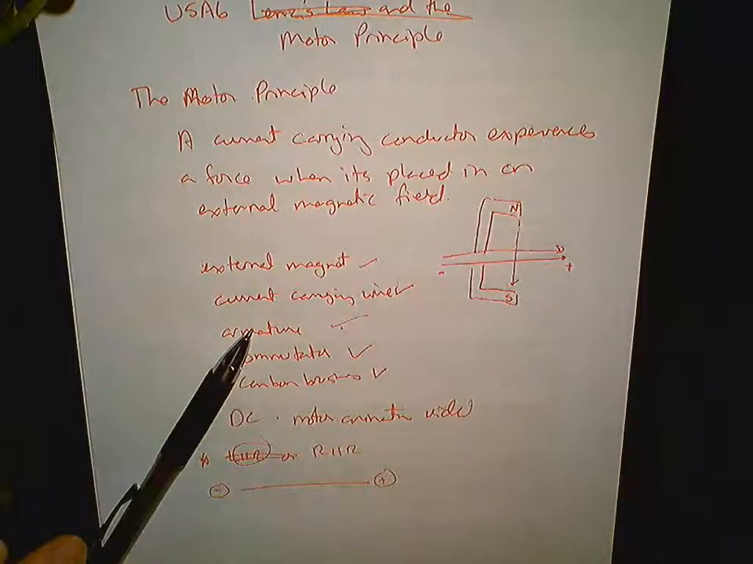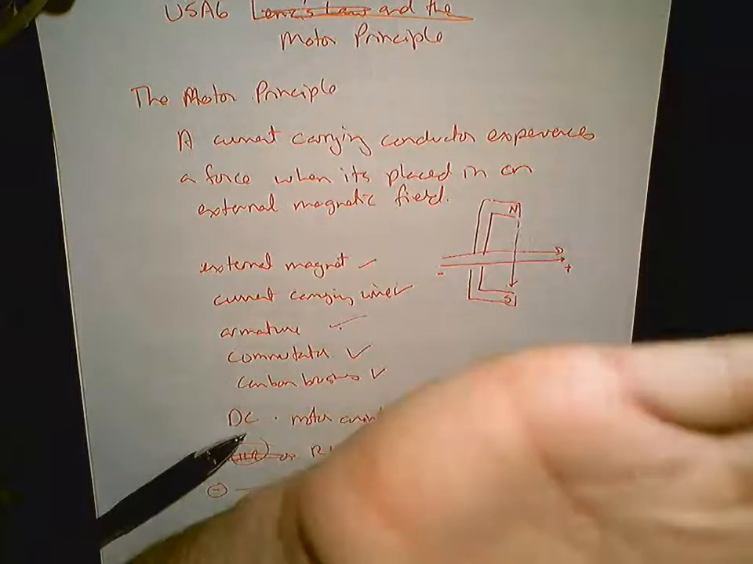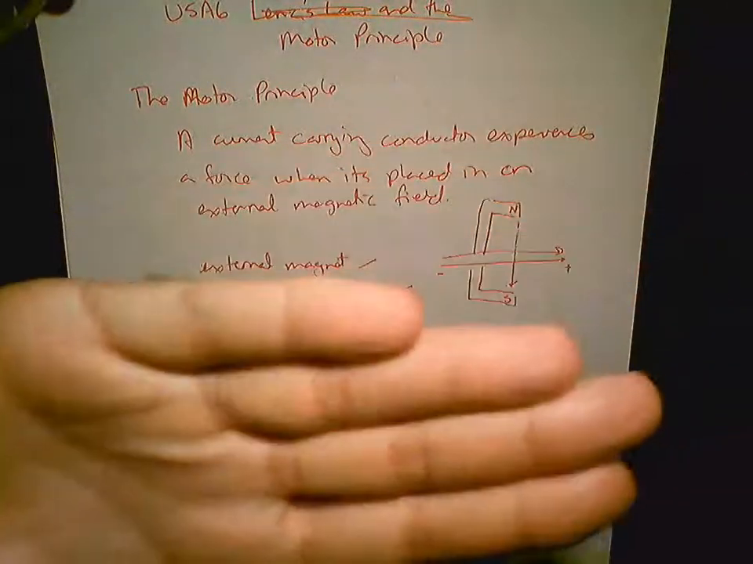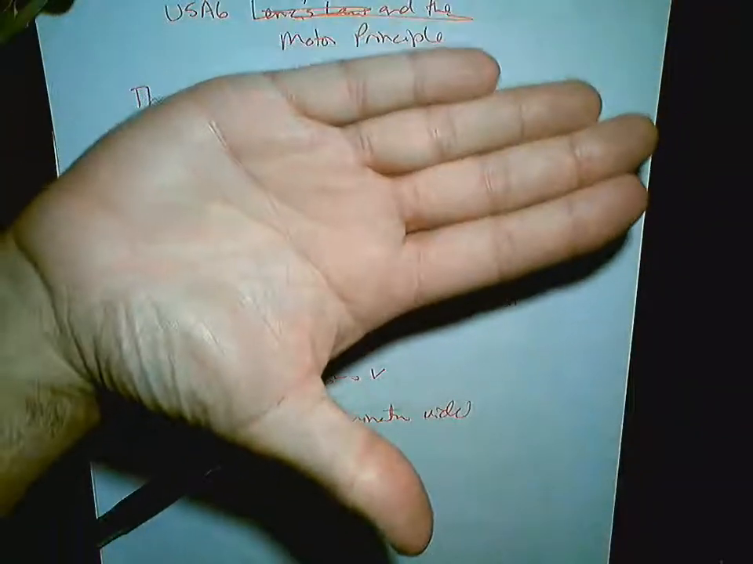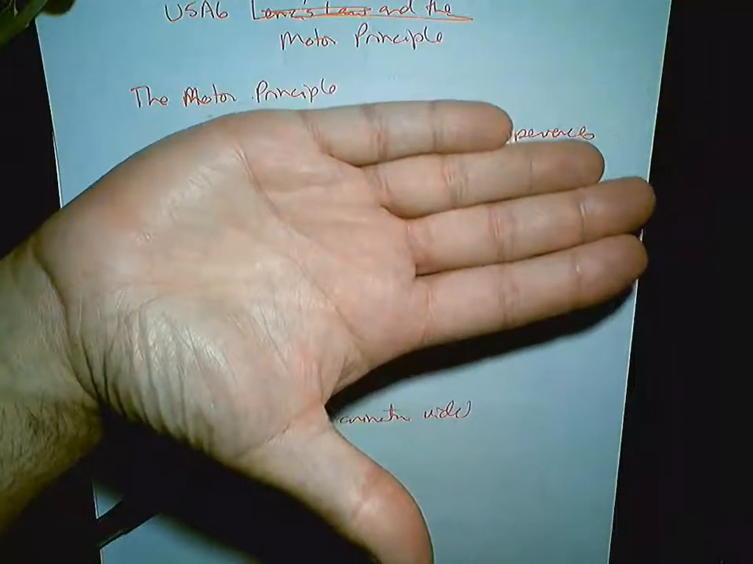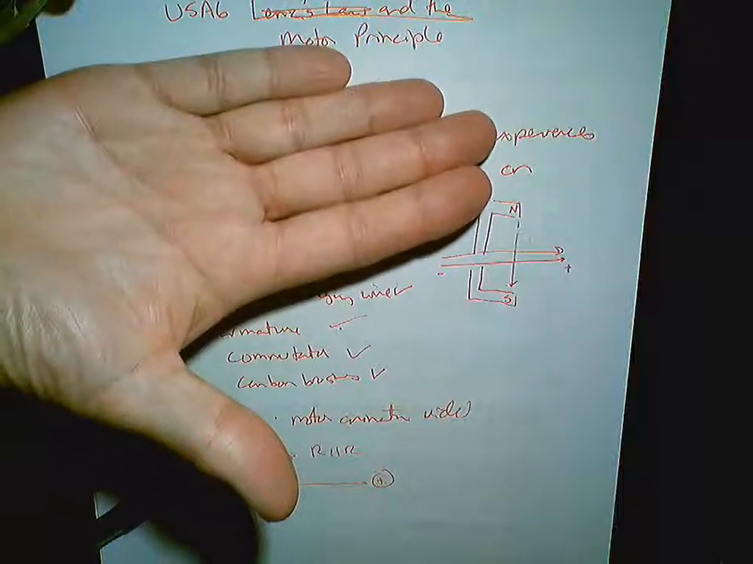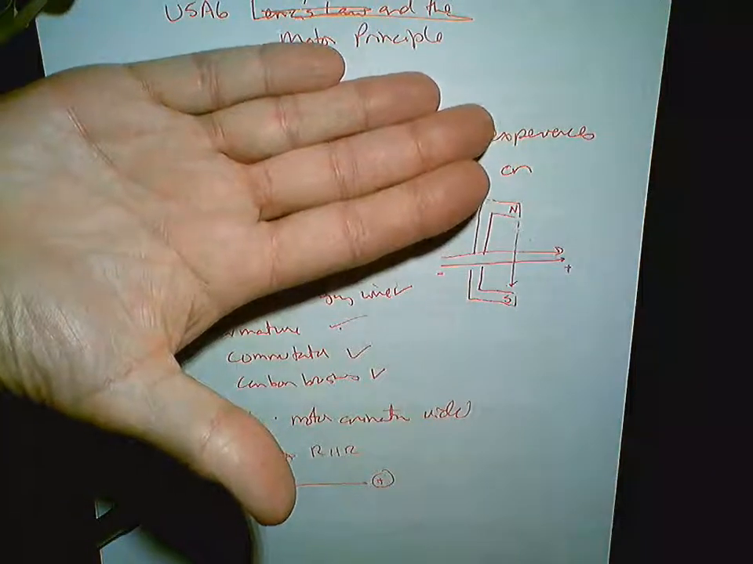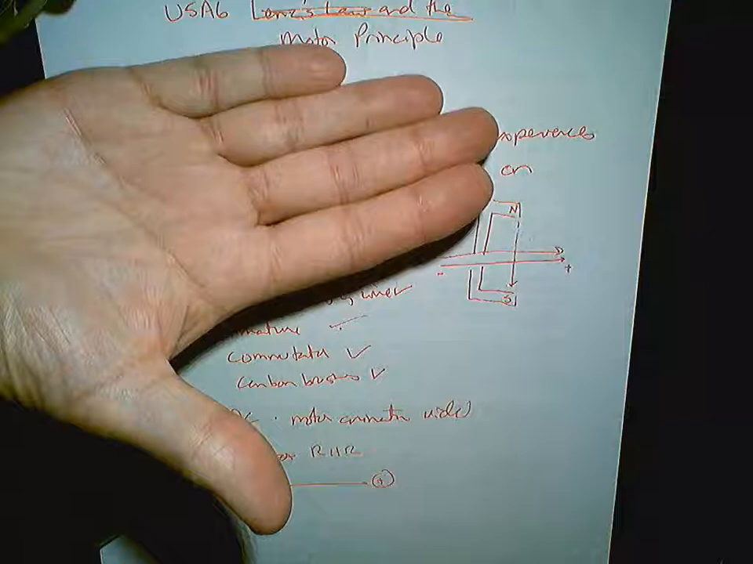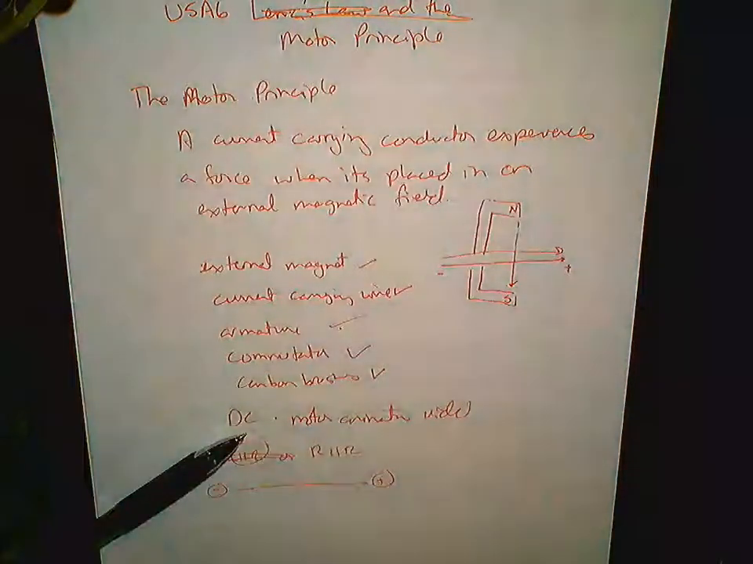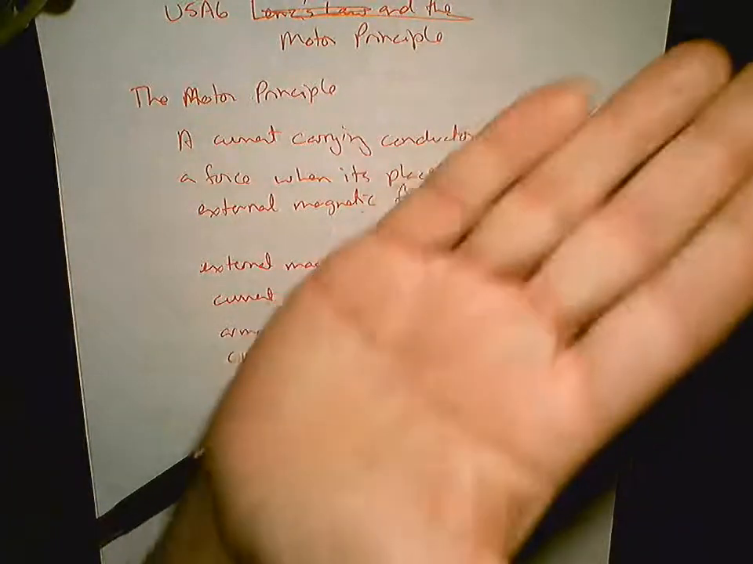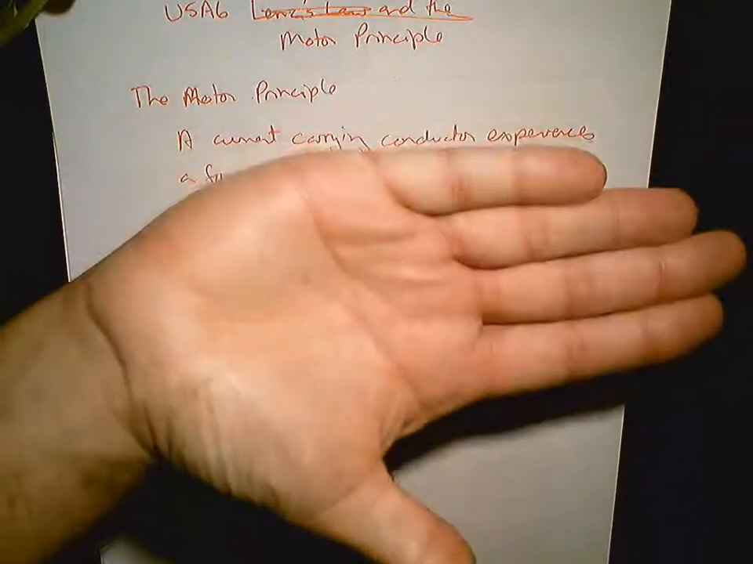What you want to imagine here is the hand. The fingers are pointing in the direction that the current's going. If you look at my diagram, the thumb is pointing in the direction of the magnetic field, and the palm is pointing in the direction of the force. We are using the right hand rule. So you have to be able to think in three dimensions here.